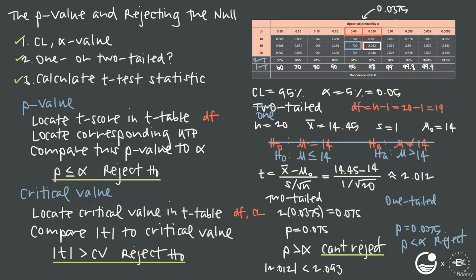We now need to compare the absolute value of 2.012 to the critical value of 1.729. In this case, 2.012 is greater than 1.729, and because we get this greater than value, we can again reject the null hypothesis. Which means that if we run this as a one-tailed test, then we are successful at rejecting the null and therefore successful at lending support to the alternative hypothesis.